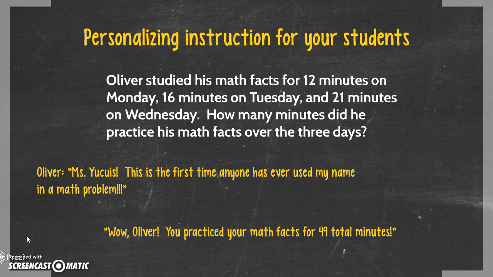So here's an example of how I adapted that first problem and made it personalized to my students. Oliver studied his math facts for 12 minutes on Monday, 16 minutes on Tuesday, and 21 minutes on Wednesday. How many minutes did he practice his math facts over the 3 days? Now what I did here was I kept this concept the same. The students need to add 3 numbers together. What I changed is the context that the problem is given in. Oliver is a student in my class, and my students are expected to practice their math facts every night.